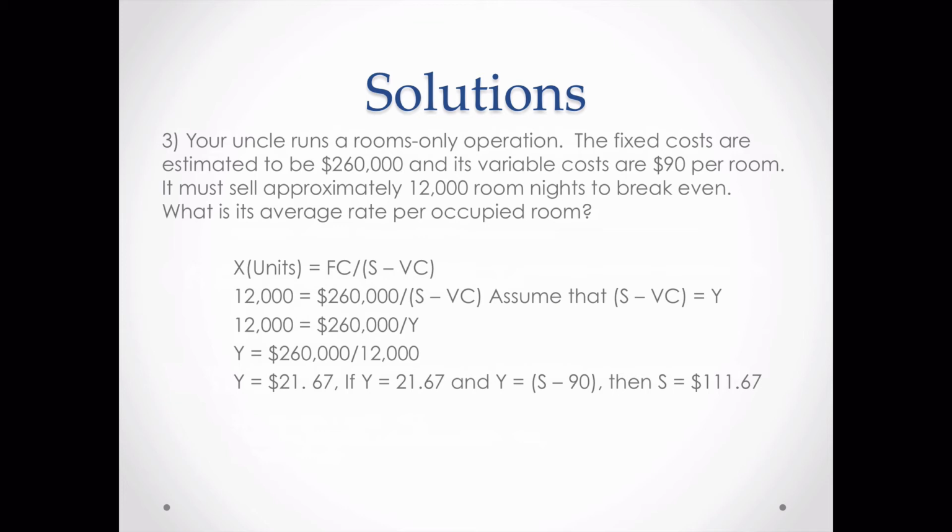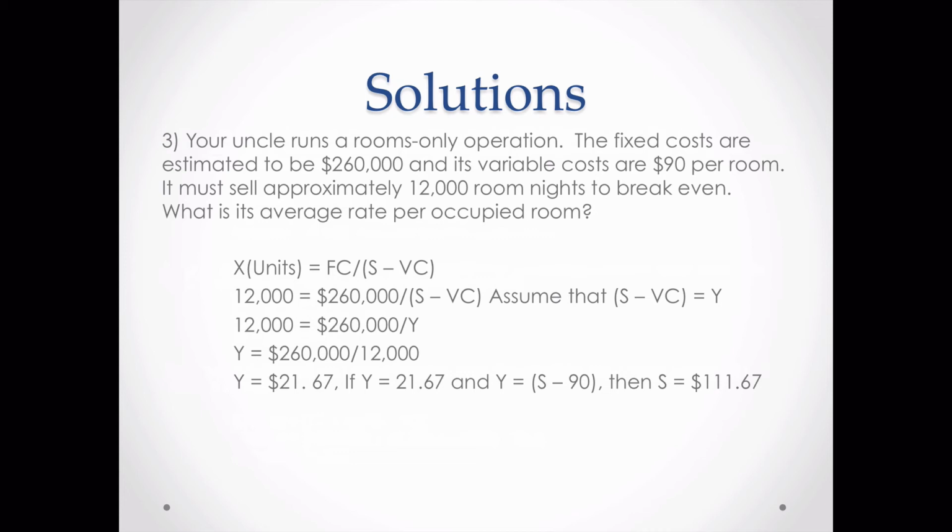And if Y equals 21.67 and Y is the same as sales minus our variable cost of 90, then we do the math and selling price is $111.67. And that's the only way that Y will equal S minus 90 is if you plug the 111.67 in for S. So again, there's a couple of steps of algebra, but really once you look at the problem and you realize what you're doing and you conceptualize that you only have 3 variables, it's pretty easy even though it is 2 steps.